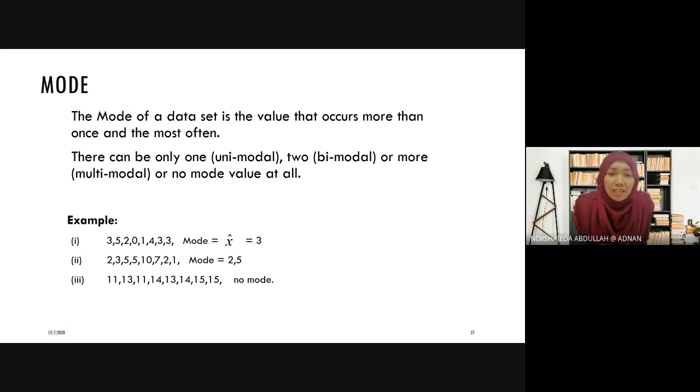it is easy, okay? There is no calculation needed. We just observe the data set, identify which data occurs the most, which data has the highest frequency. That is the mode, right? So for the first data set, 3520143, we can see here the data that occurs the most is 3. 3 happens 3 times and the rest of the data 5, 2, 0, 1, 4 happen once. So mode equal to 3.